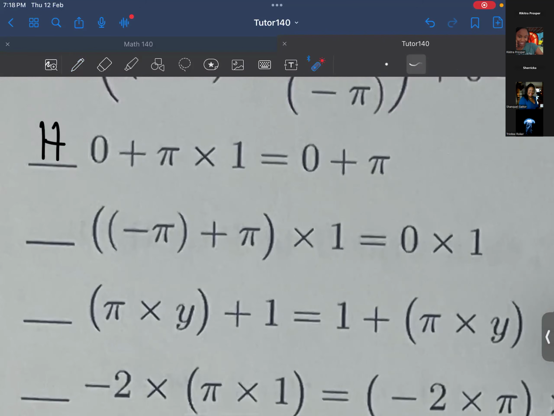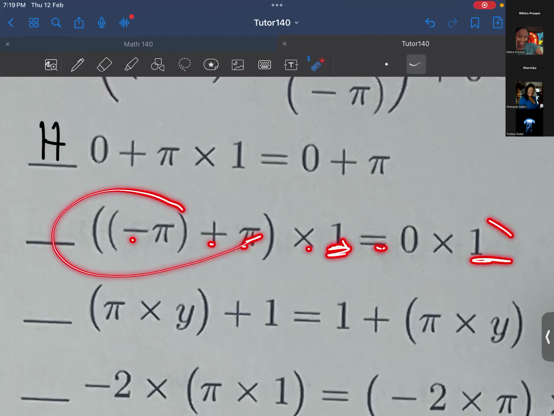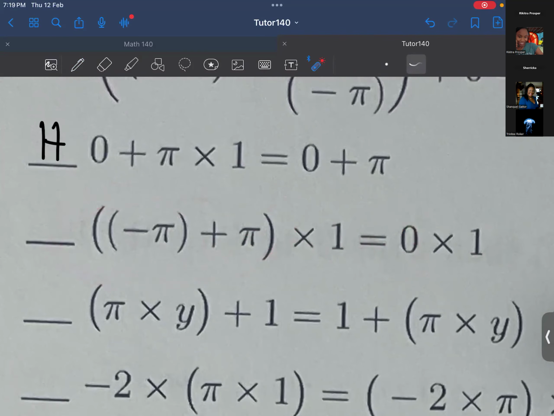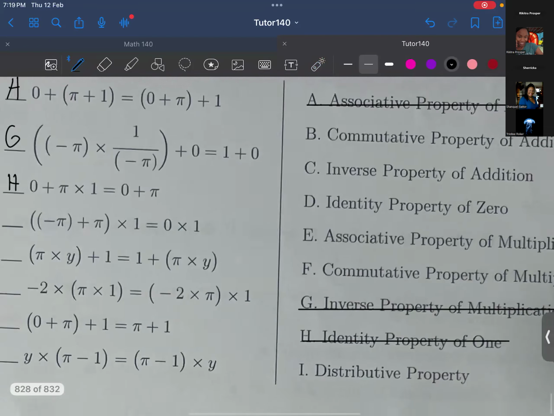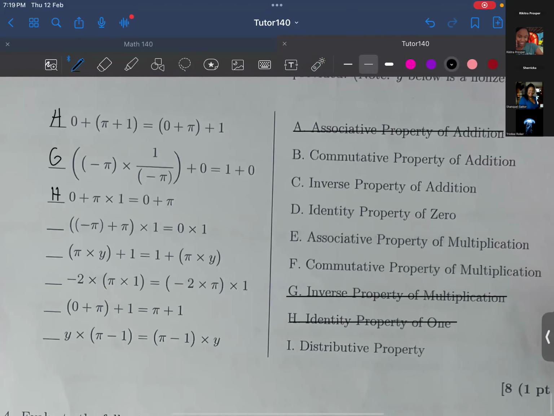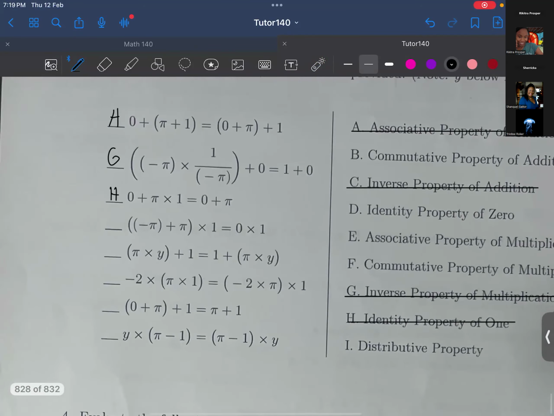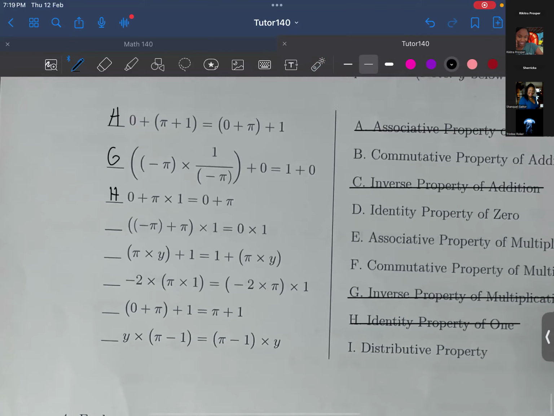Okay, over here, I see that negative pi is being added to pi and then multiplied by 1, equal to, over here, I see that 1 stayed the same, but this entire thing became 0. This is telling me that this is the inverse property of addition. Basically, when you add a number to its opposite, the sum is 0. That's the basis of the inverse property of addition. So this is C. Negative 3 plus 3 is 0. Negative 4 plus 4 is 0. When a number is added to its opposite, the result is 0.